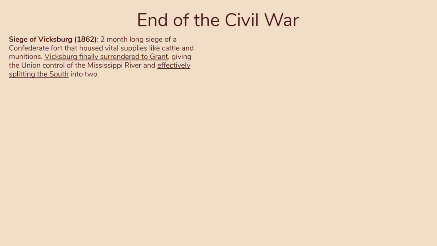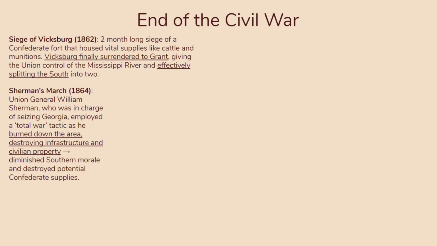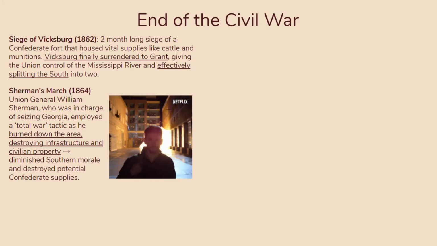And you see this growing sense of Union pride with Sherman's March in 1864. Essentially, the Union General William Sherman, who was in charge of seizing Georgia, employed a total war tactic as he burned down the area, destroying infrastructure and civilian property. This truly diminished Southern morale and destroyed potential Confederate supplies.